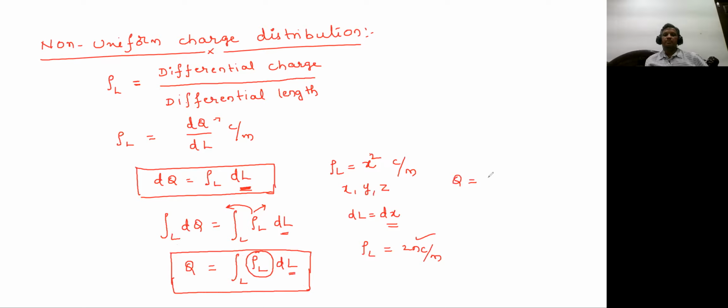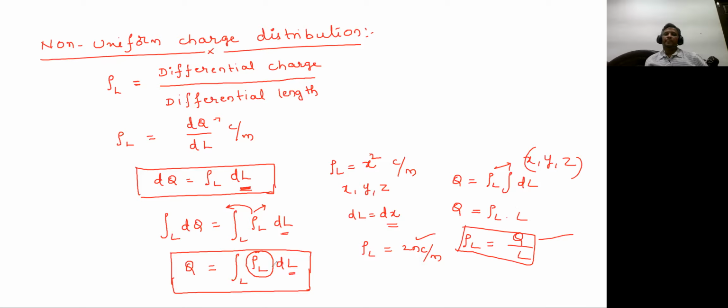Then Q is equal to rho L times the integral of dl. The integral of dl is simply L. So Q is rho L into L, so rho L equals Q by L, that is total charge by total length. This is for the case of uniform charge distribution. So if rho L is independent of x or y or z, we call it uniform. If rho L is a function of L, we call it non-uniform charge distribution. That's it about line charge distribution.